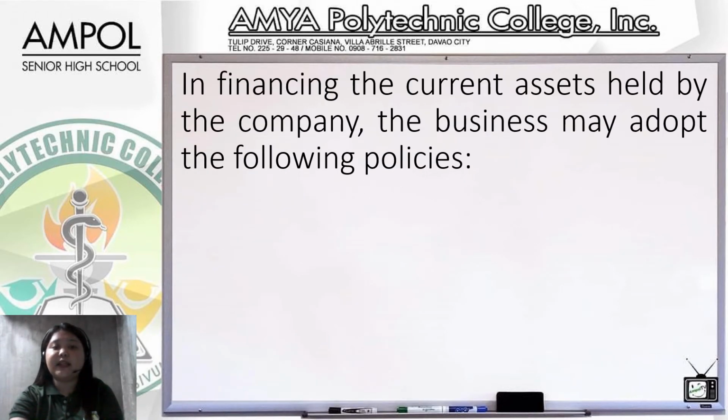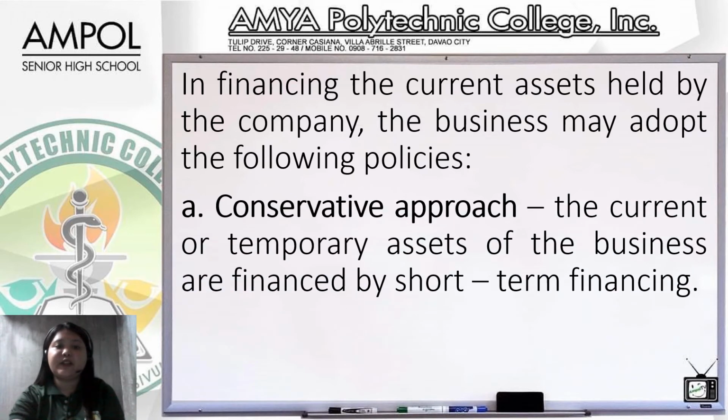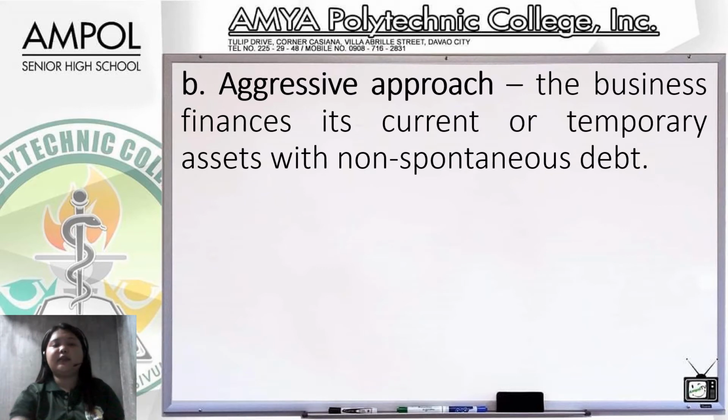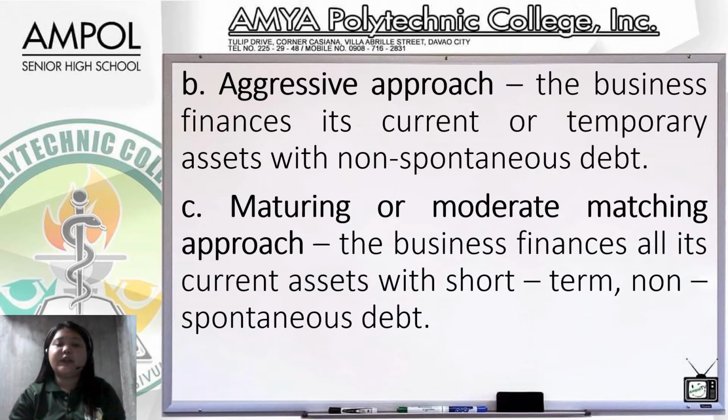And in financing the current assets held by the company, the business may adopt the following policies. First is the conservative approach, where the current or temporary assets of the business are financed by short-term financing. The second is the aggressive approach, where the business finances its current or temporary assets with non-spontaneous debt. Third is the matching or moderate approach, where the business finances all its current assets with short-term and non-spontaneous debt.